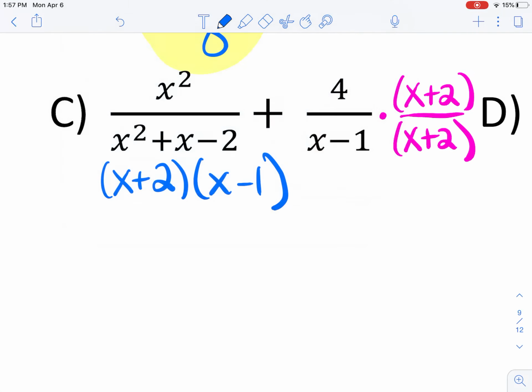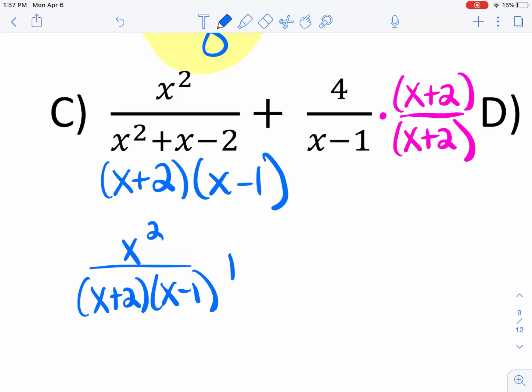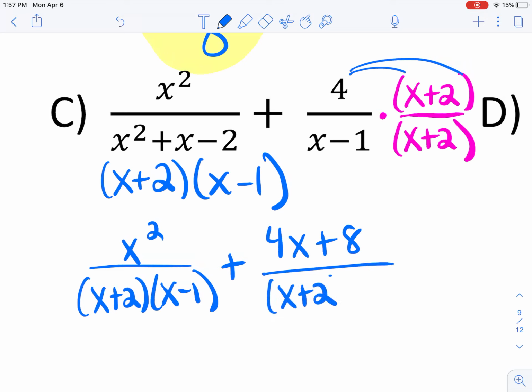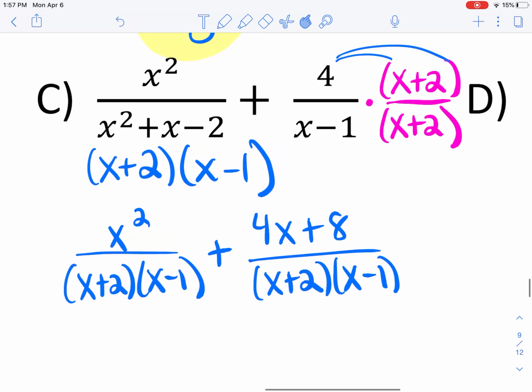Okay, so this becomes now x squared over x plus 2 times x minus 1, leaving it in factored form, plus, and then I have 4 times x plus 2. If I distribute that 4, we get 4x plus 8 over x plus 2 times x minus 1. And notice I changed the order there, which is completely fine since multiplication is commutative.